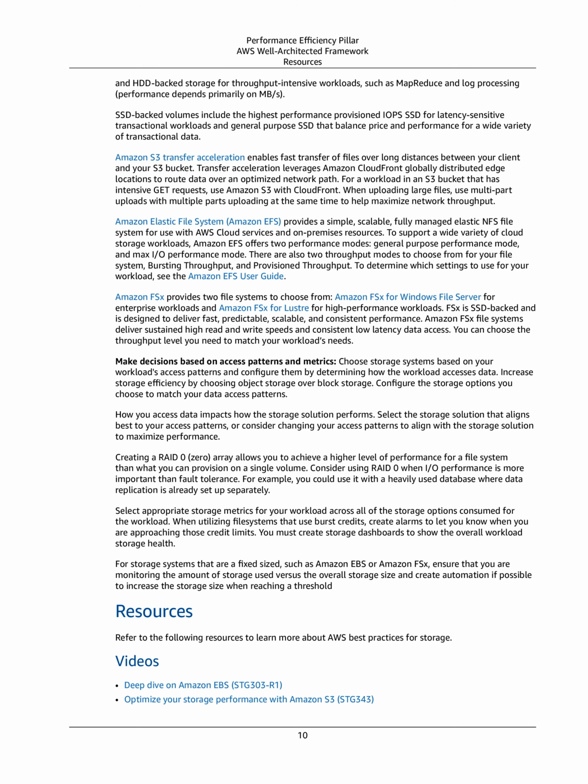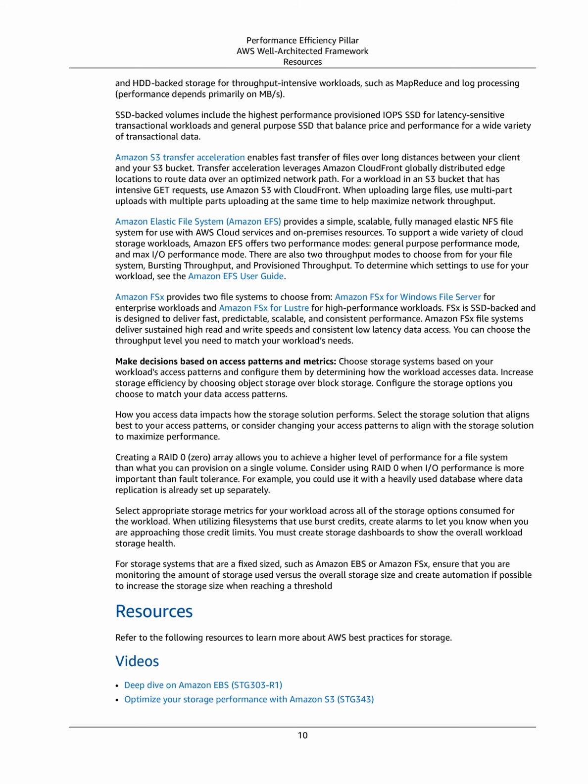Select appropriate storage metrics for your workload across all of the storage options consumed for the workload. When utilizing file systems that use burst credits, create alarms to let you know when you are approaching those credit limits. You must create storage dashboards to show the overall workload storage health. For storage systems that are a fixed size, such as Amazon EBS or Amazon FSx, ensure that you are monitoring the amount of storage used versus the overall storage size and create automation if possible to increase the storage size when reaching a threshold.